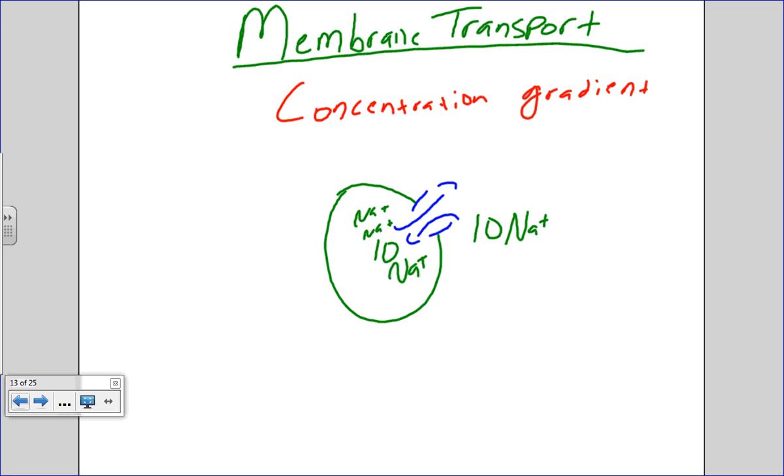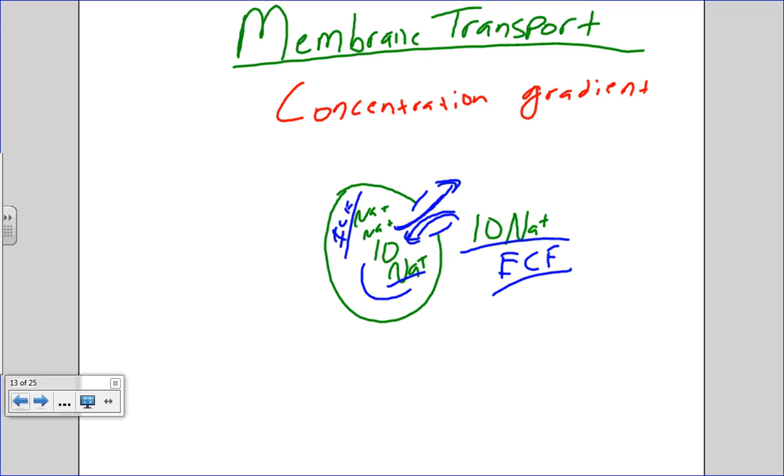Okay, so if there are 10 sodium ions within the intracellular fluid, and there are 10 sodium ions in the extracellular fluid, will there be a net movement? Meaning, will there be a real numerical change between the sodium in the extracellular fluid versus the intracellular fluid? And the answer is no, because there's an equilibrium of sodium on both sides. There's an equal amount. There will be sodium moving one direction, and sodium moving the other, and the concentration will remain the same. So that's not a concentration gradient.